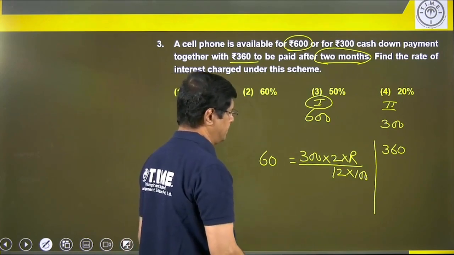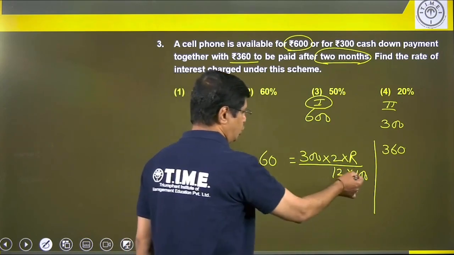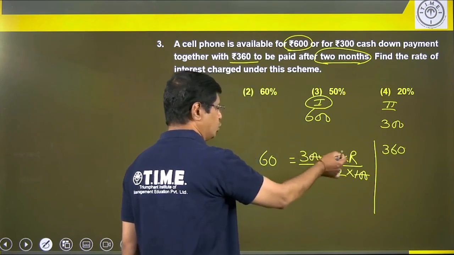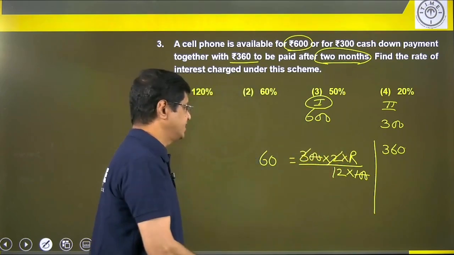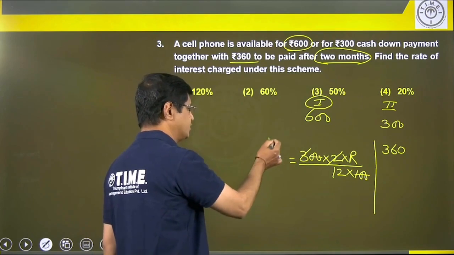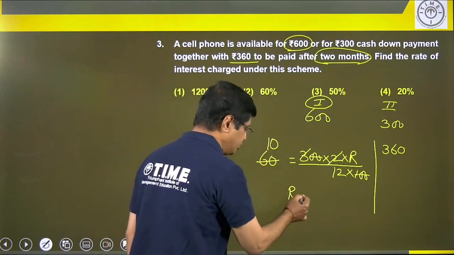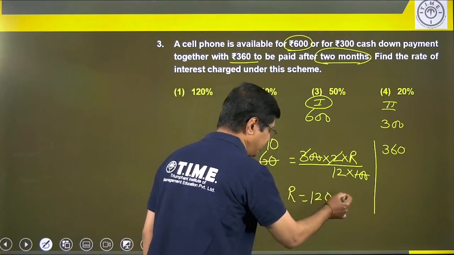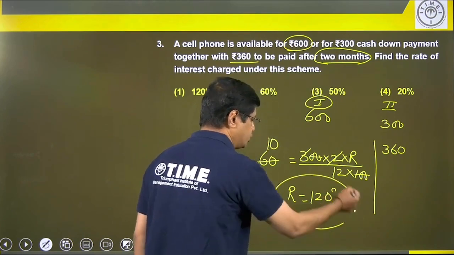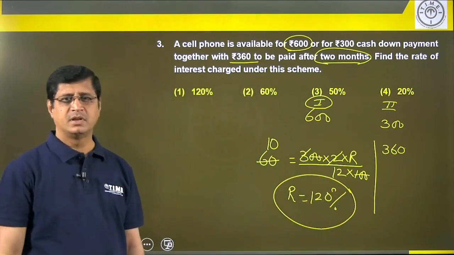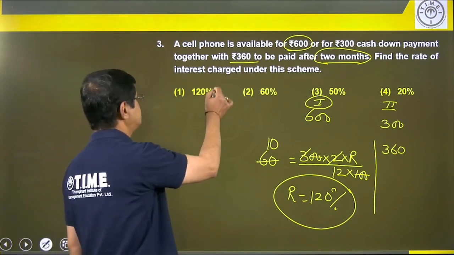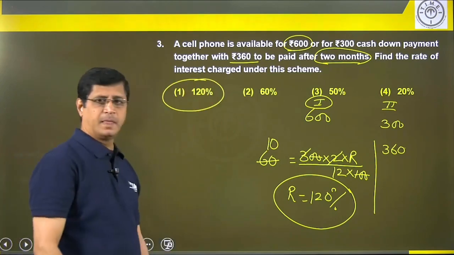Solving this, now the cancellation here: 0 and 0 get cancelled. Now 2 into 3, the product of 2 and 3 is 6. 6 here, it goes 10 times. The value of R is equal to 120%. Yes, my dear students, what is the right choice? Option 1. The first choice is the right answer.